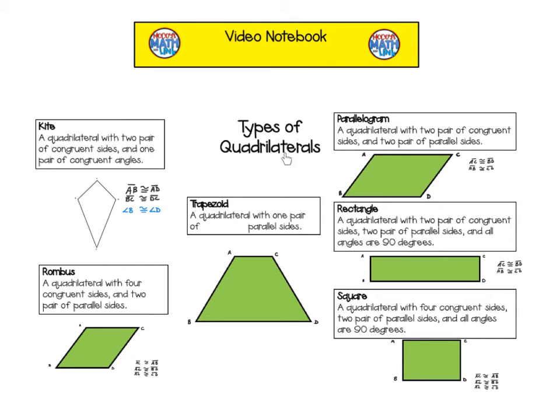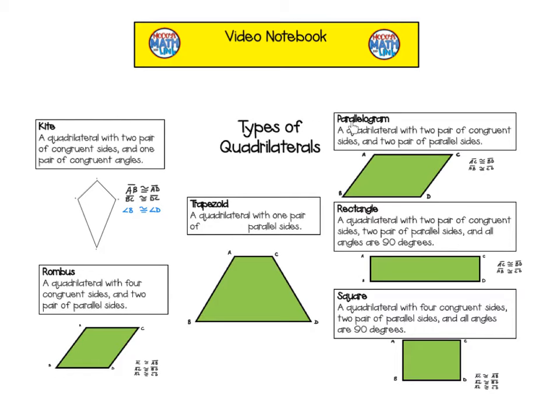Today we're going to talk about types of quadrilaterals, my friends. All right, and a quadrilateral is simply a polygon with four sides. And that makes sense because quad means four, right? So all of these will have 1, 2, 3, 4 sides, and that makes them all quadrilaterals.